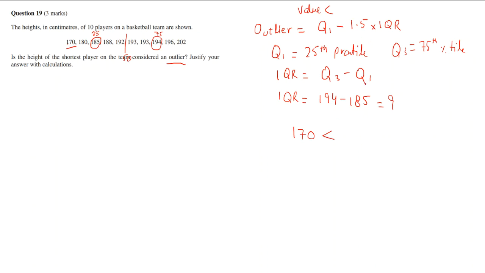Q1 is 185, right? So 185 minus 1.5 times 9. So if you solve this, it comes out to be 171.5. So 170 is less than 171.5. So this is true. So we can say yes, it is an outlier.